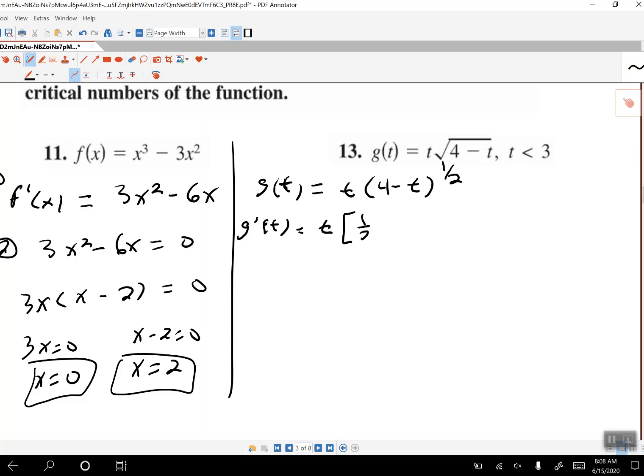So we have 1/2 times 4 minus t, and then subtract 1 from the exponent, so that will give us negative 1/2, times the derivative of 4 minus t. And the derivative of 4 minus t, you're looking at the derivative of negative t, so that would be negative 1.